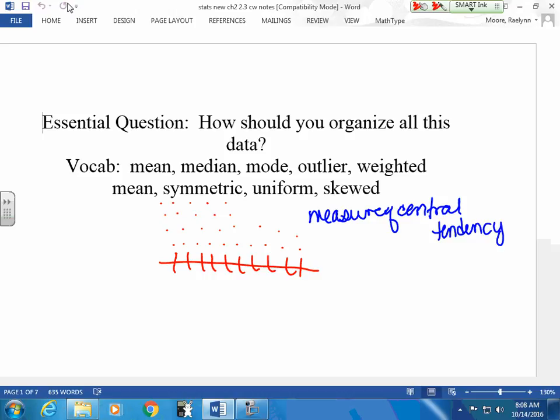So I look at three possible things. The mean, which is the average of all my data pieces. The mode, which is the data that occurs the most. Or the median, the number in the middle. Now, when you guys were younger, in 8th grade, we gave you a list of data, and we said put it in order from lowest to highest.